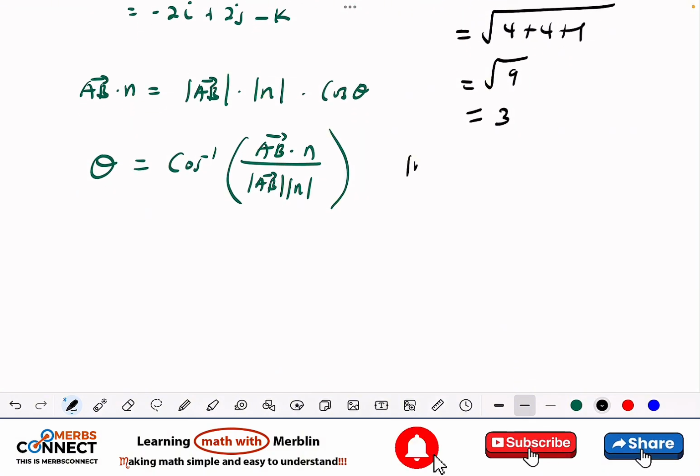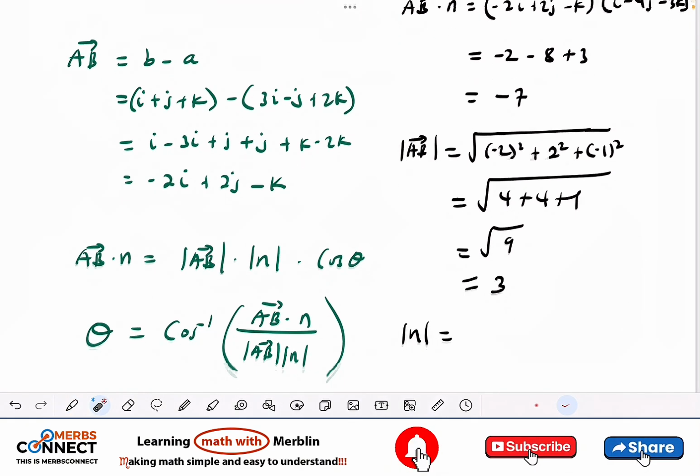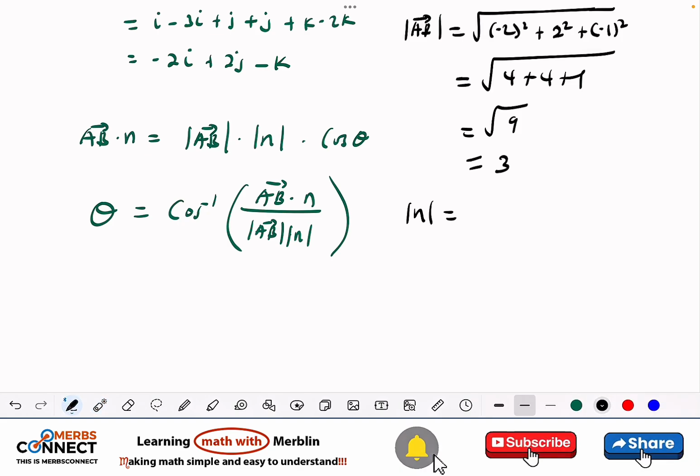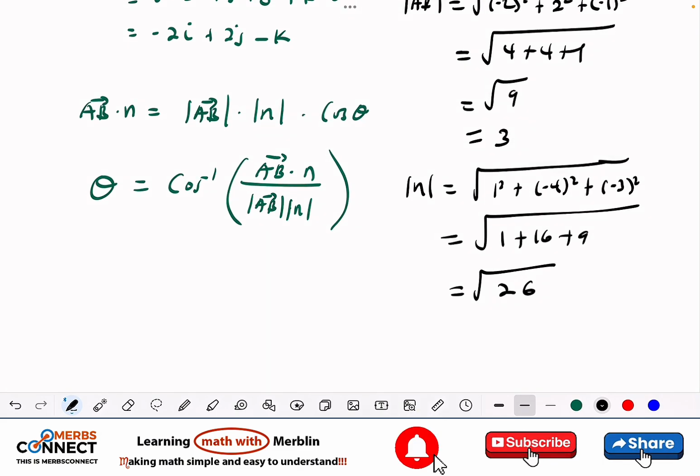Let's find the magnitude of n. What is n? 1 squared minus 4 squared, 9 squared. So we are going to have 1 squared minus 4 squared plus minus 3 squared. So we should have root of 1 plus 16 plus 9, and this one should be root of 26.